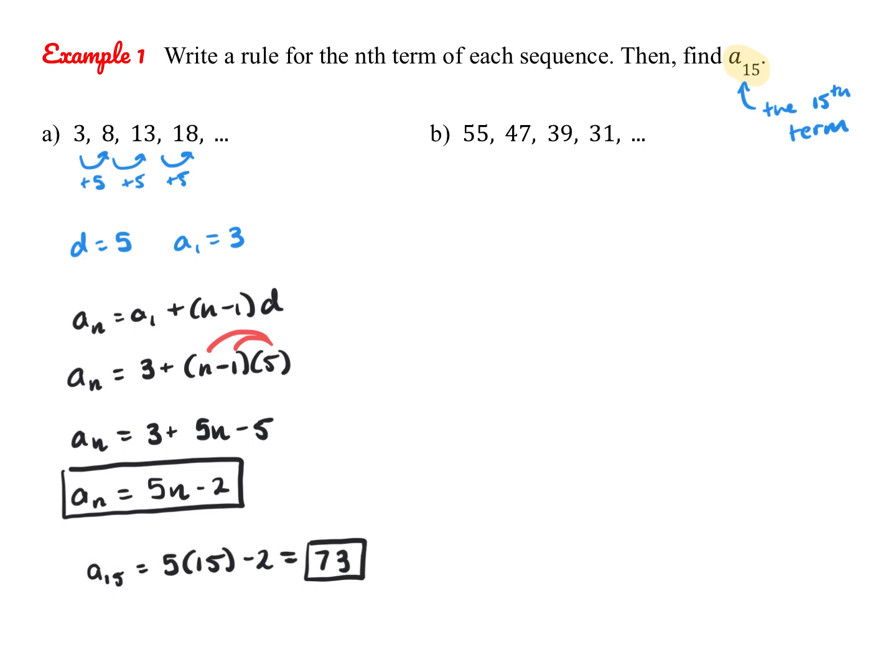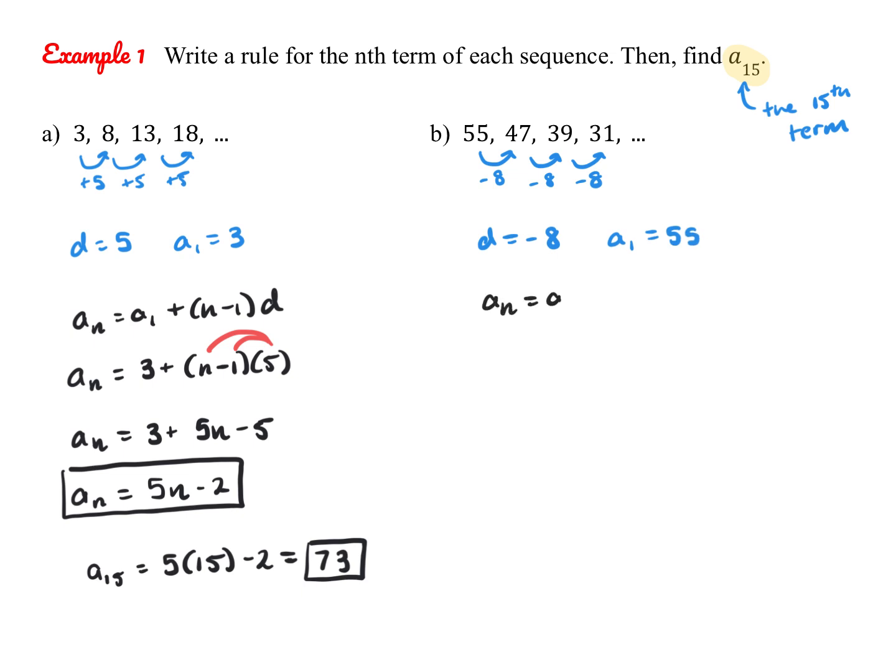Now let's look at this second example. Let's again check to make sure that we do in fact have a common difference here. So here to here is minus 8, minus 8, minus 8. Okay, so we do have a common difference of negative 8. We can see that the first term is 55, so now we can make our rule.